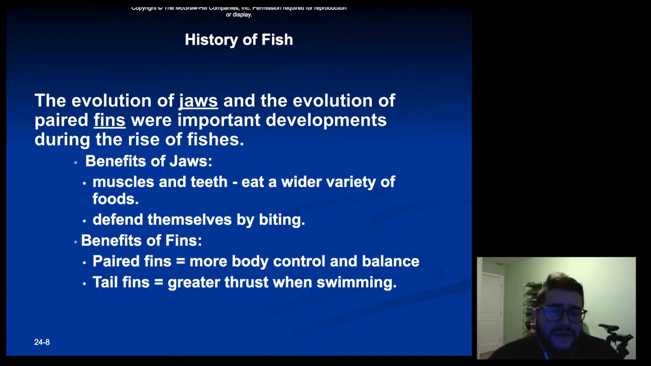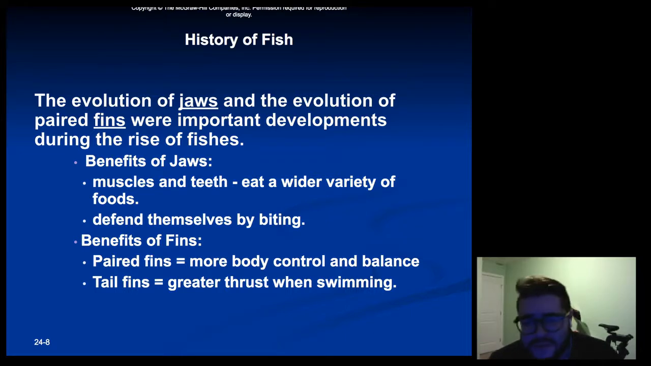We talked a little bit about the evolution of jaws in our last unit, how it basically allows for the formation of muscles and teeth, which allow for a wider variety of food to be eaten. But they also can defend themselves by biting, think sharks.